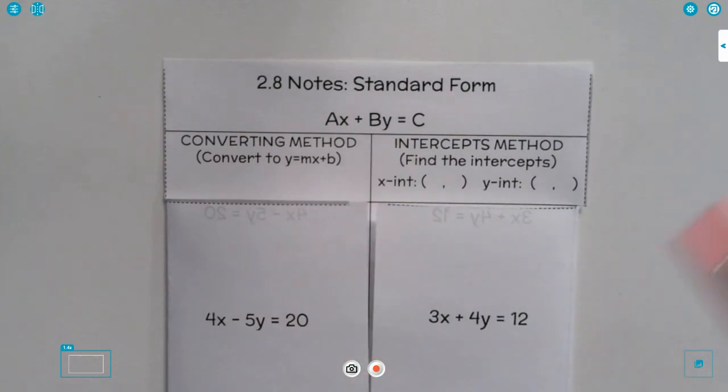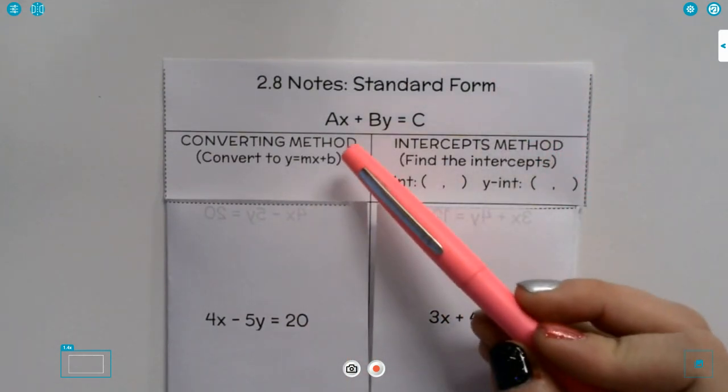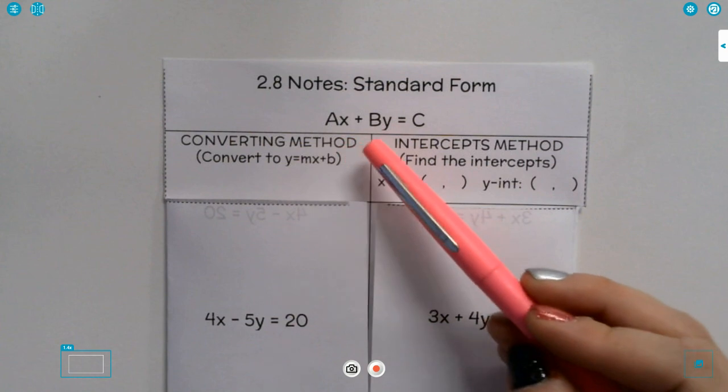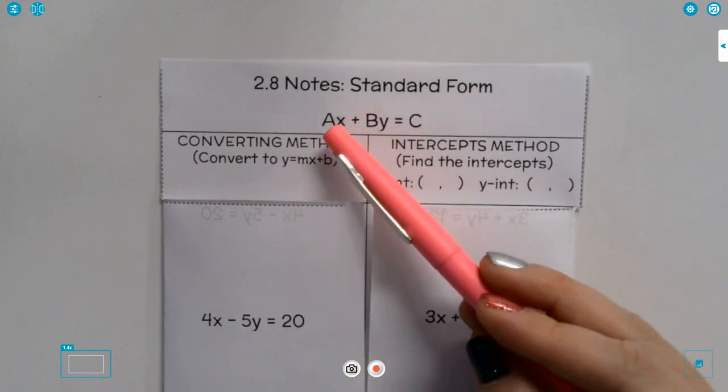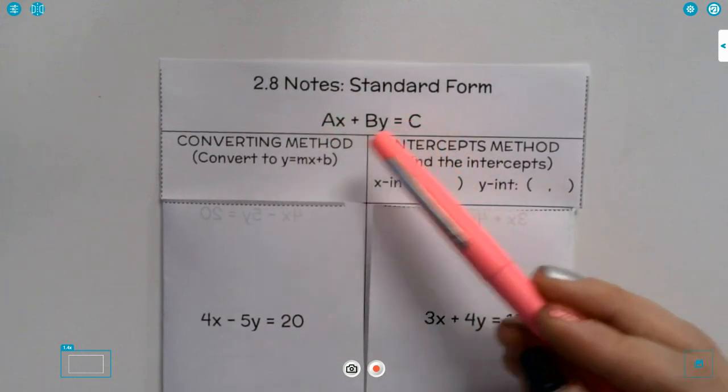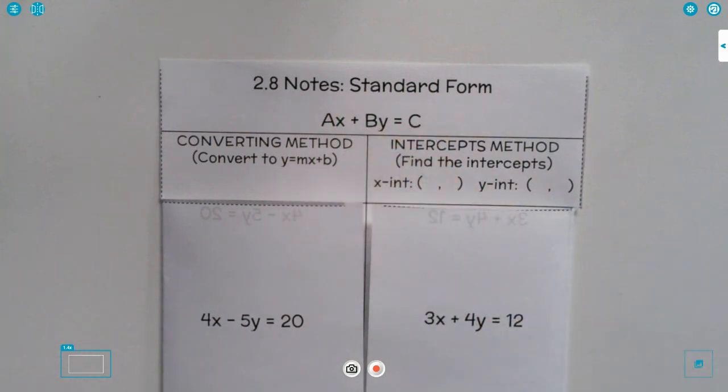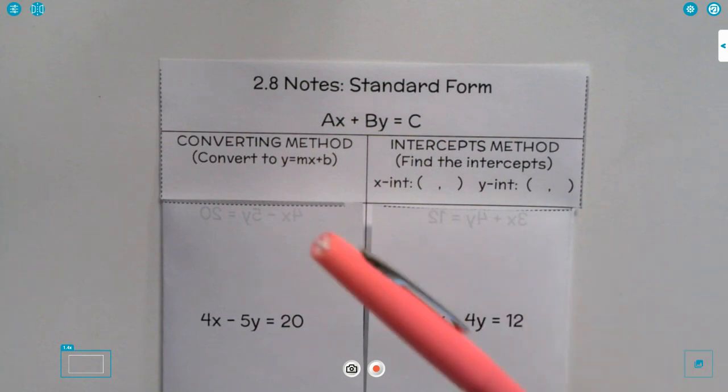So this is a new form of a line. We are used to having lines that are y equals mx plus b. This is new. It is ax plus by equals c. A, b, and c are just numbers. So like right here, 3x plus 4y equals 12, 4x minus 5y equals 20. A, b, and c are numbers, just like m and b were numbers.